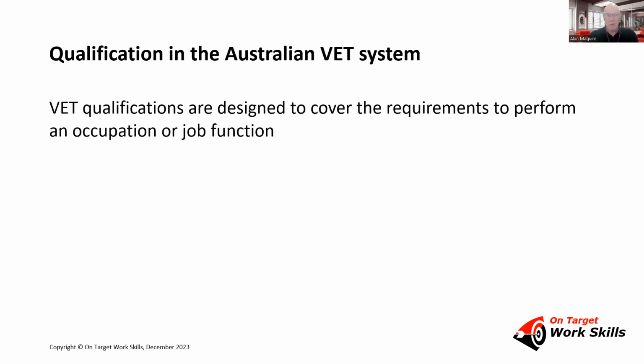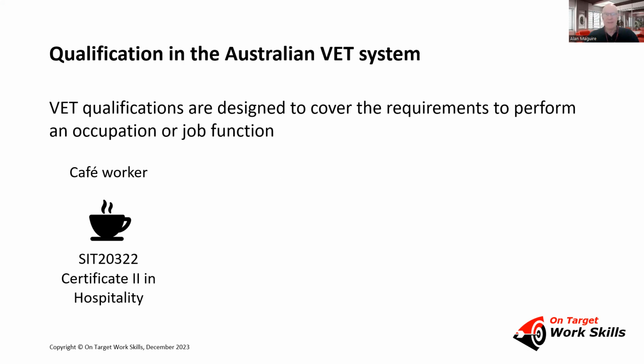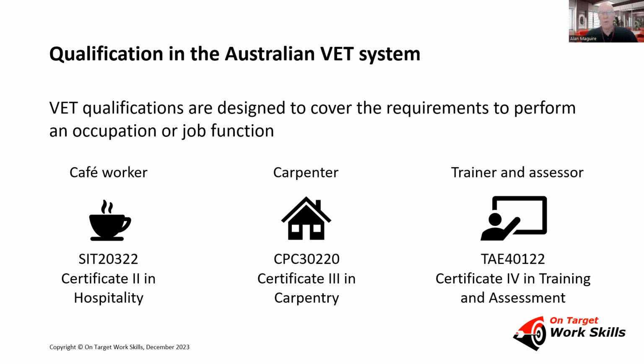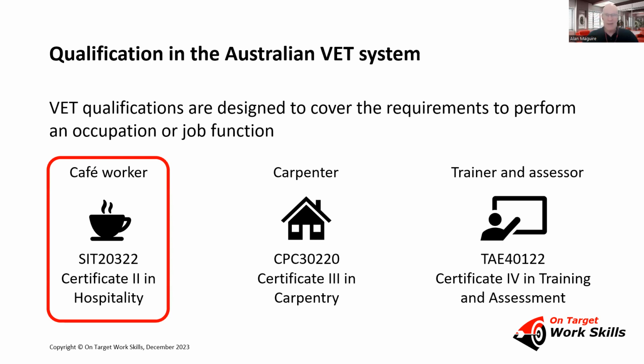All qualifications in the Australian VET system have been designed to cover the requirements to perform an occupation or a job function. So for example, if you're wanting to train a cafe worker, the qualification would be Certificate 2 in Hospitality. If you wanted to train a person to be a carpenter, then the qualification would be a Certificate 3 in Carpentry. And if you're wanting to train a person to be a trainer assessor to work for an RTO, then that would be a Certificate 4 in Training and Assessment. Now, let's just focus on one of these at the moment, and that'll be for the cafe worker and a Certificate 2 in Hospitality.